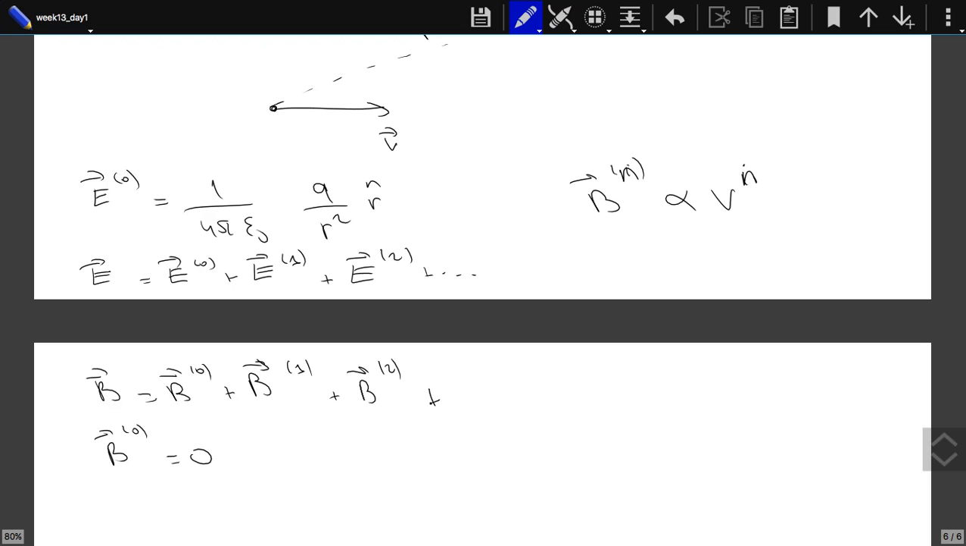Have you studied Taylor expansions? Okay, finally, yes. Just imagine this is our Taylor expansion in speed. I'm just making a Taylor expansion in speed of both the electric field and the magnetic field.